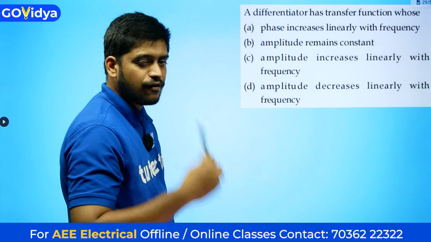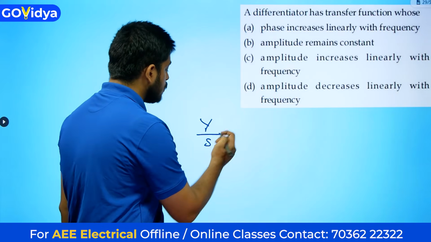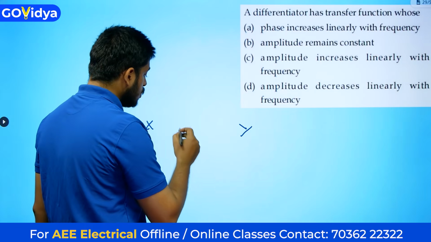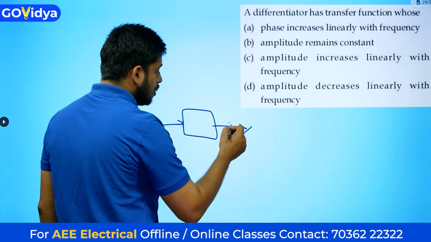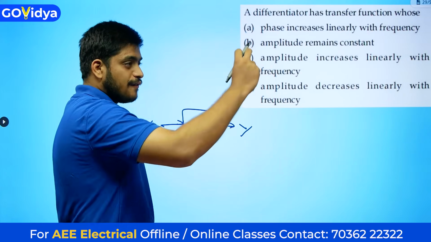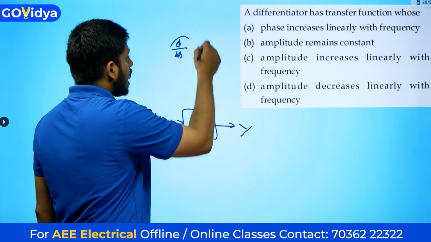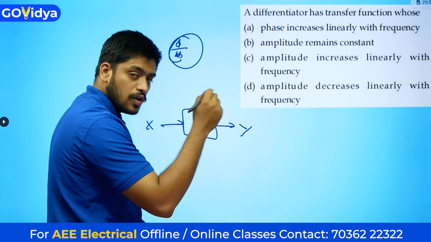Firstly, we need to know what a differentiator is. The differentiator is nothing but we will give some input. Okay, x is my input, y is my output. In between, whatever I give, it just needs to differentiate. Differentiate in the sense d by dt, which becomes multiplication by s in the Laplace transform. You understood, right?